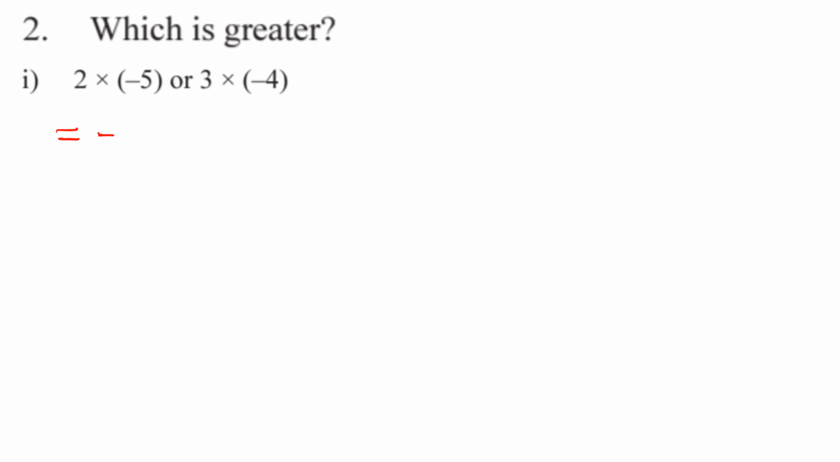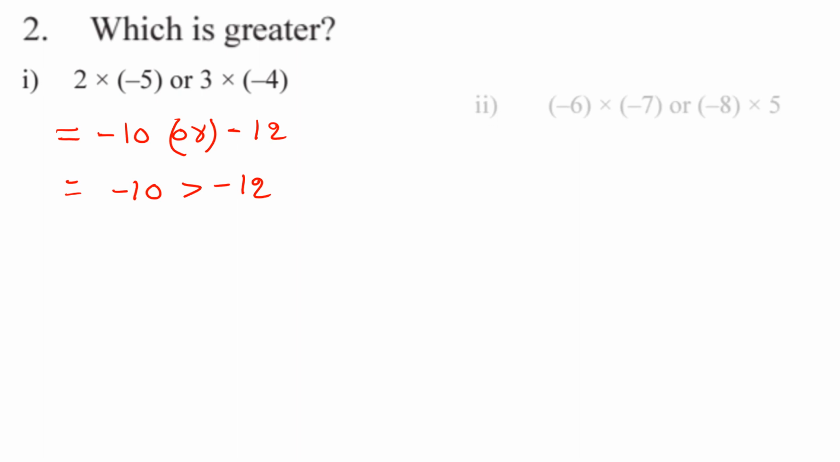Okay children, plus into minus, minus 2 5s are 10. And this is plus into minus, that should be minus. So 3 4s are 12. Which is greater, minus 10 or minus 12? We easily understand that minus 10 is greater than minus 12. Okay, let us see the next question.